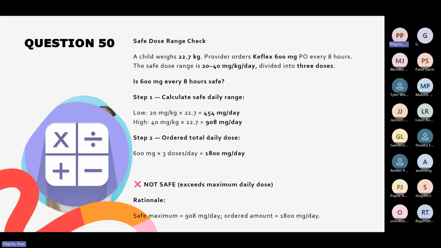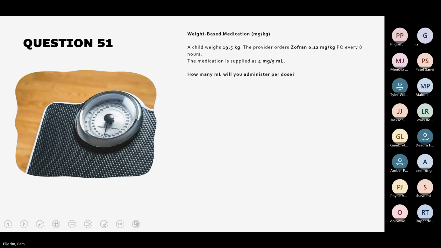So the range for a safe dose, not too low and not too high, is between 454 milligrams per day, and you do not want to go over 908 milligrams per day. The amount ordered was 1800 milligrams per day, so this dose was not safe. This is a weight-based medication question, so go ahead and figure that one out, and then we will review.